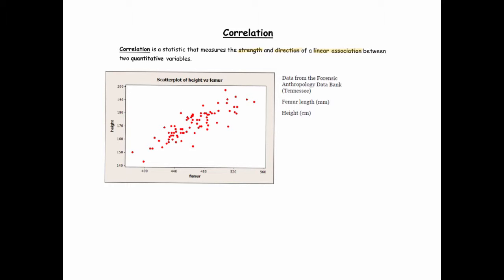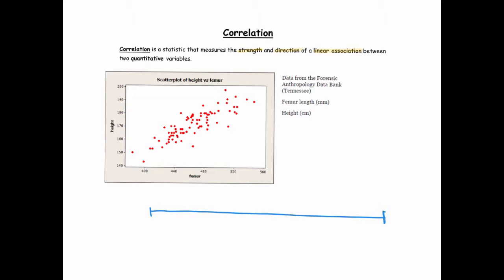Most of the time, we're going to let the calculator do it, but just to give you a brief overview, on the next slide I'll talk about, very briefly, how it's calculated before we actually do it and use it to describe the strength of a linear association. I will say here at the outset that it really is a measure.